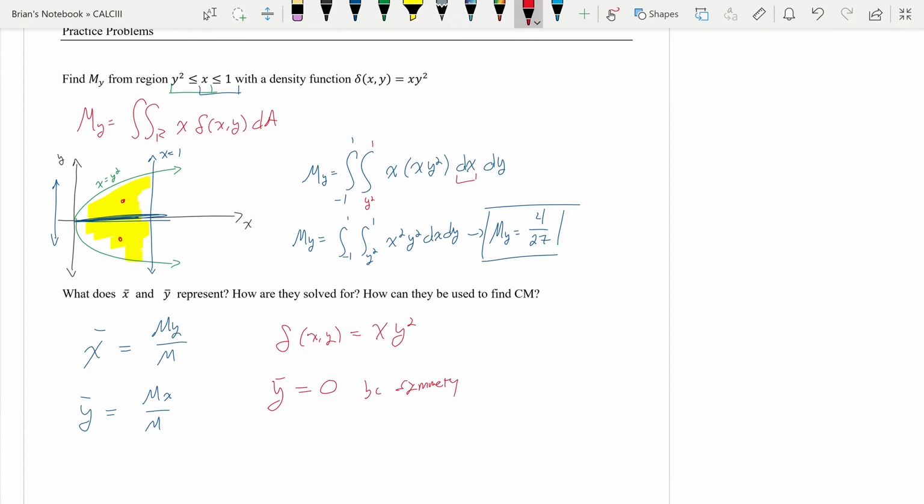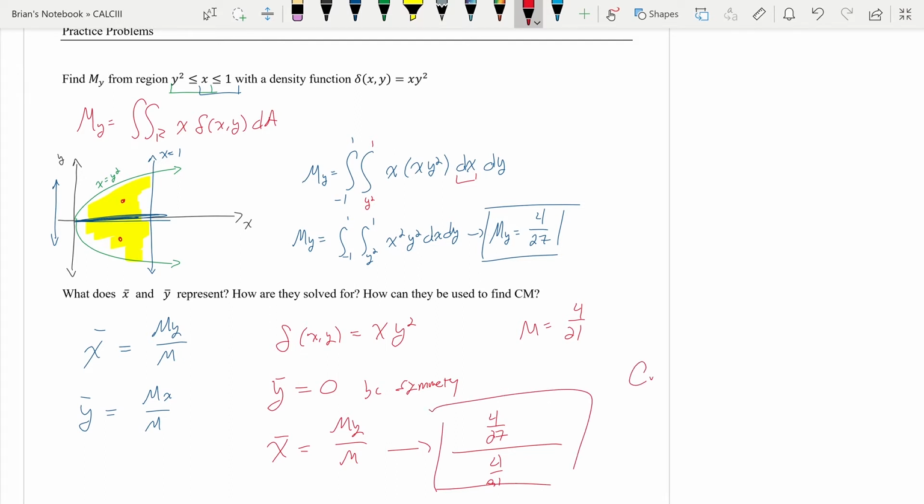And now if we look at x bar, we just found our m of y, and our m we actually found in a different problem. If you remember, we've seen this problem before, and it's just 4 over 21 like we talked about in lecture. So that means our my becomes 4 over 27 divided by 4 over 21, and that's our center, that's our x bar.